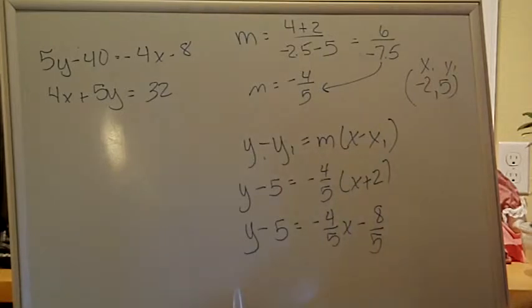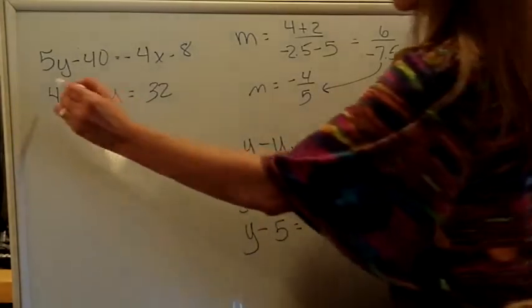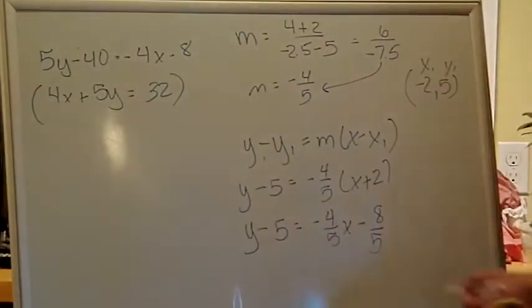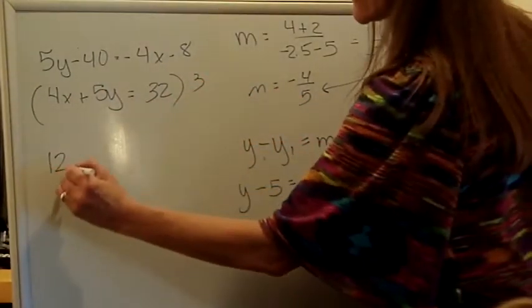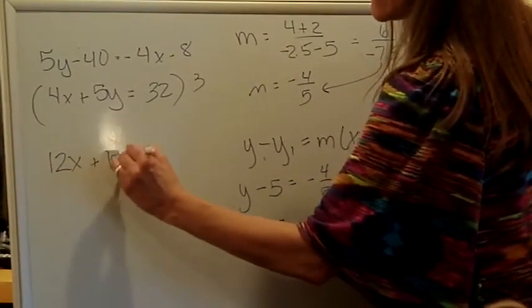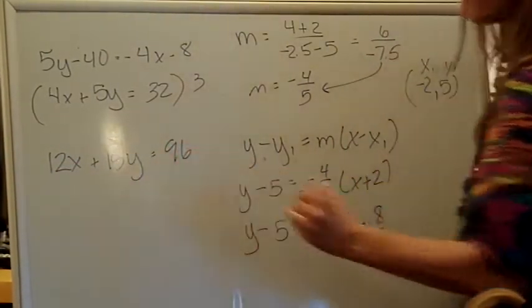You look at your answer choices, you're not going to find that answer choice there, but you will find a multiple of that answer choice. I'm looking at my problems and I'm thinking, okay, I need a 4x plus 5y, I don't see one. But I see some 12x's and 15y's. It looks like they multiplied it by 3.